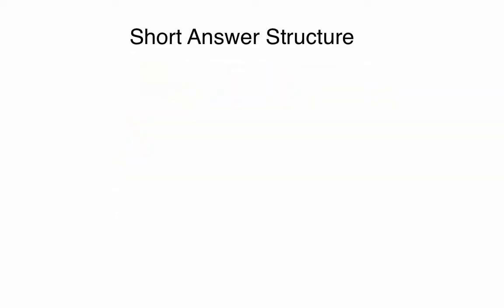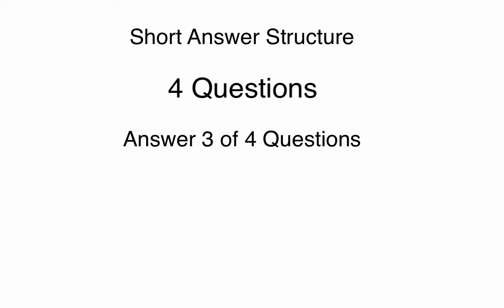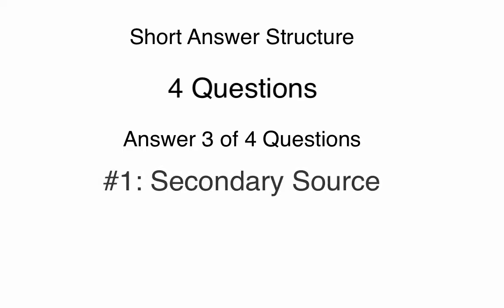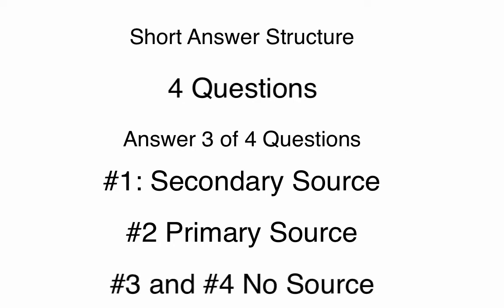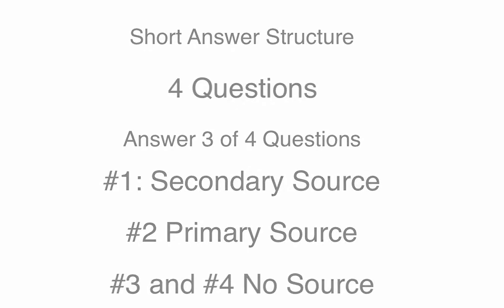So first, let's go over what to expect for the short answer section. There are going to be 4 questions. You are required to answer 3 out of the 4. The first question will be a passage or passages from a secondary source, a historian's interpretation. This is required to answer. The second will be a reading, graph, or picture from a primary source. This is also required to answer. The third and fourth will be prompts with no stimulus. You will choose from one of these to answer.